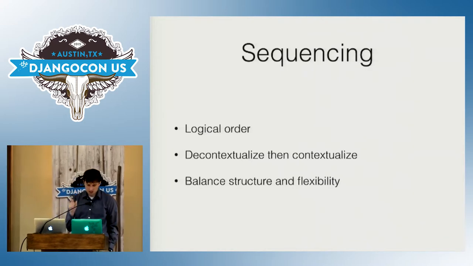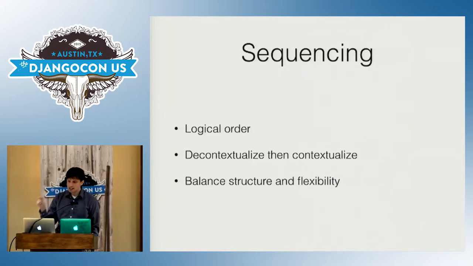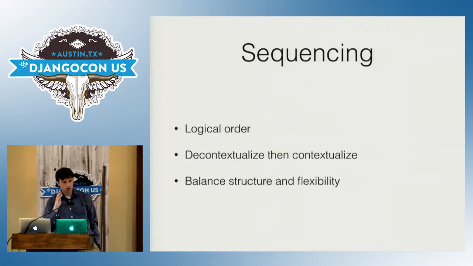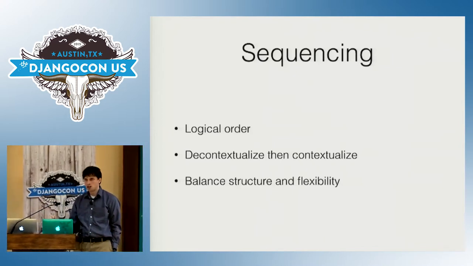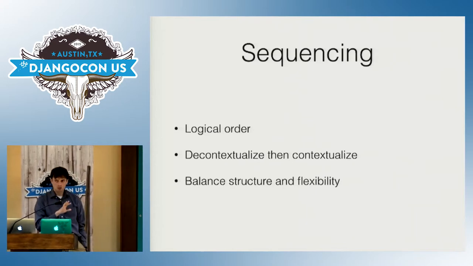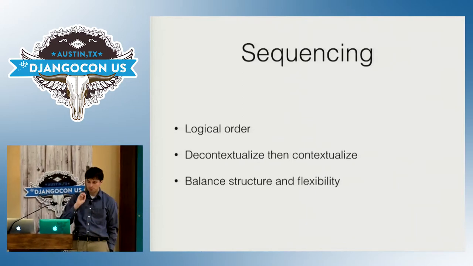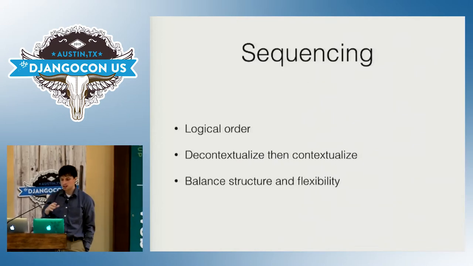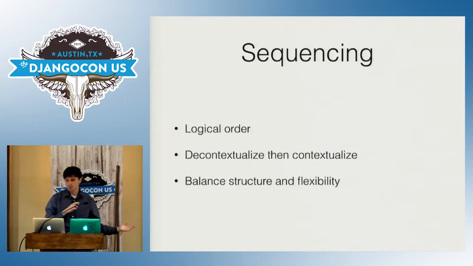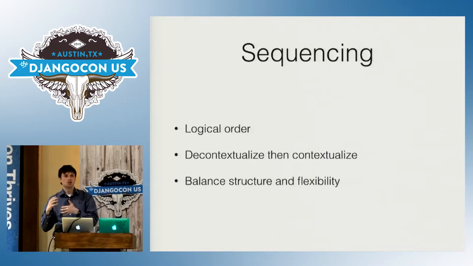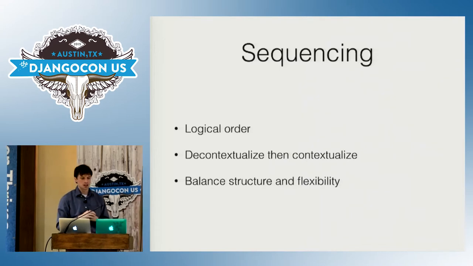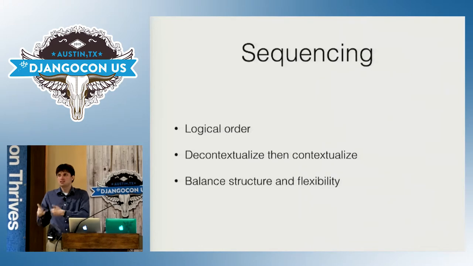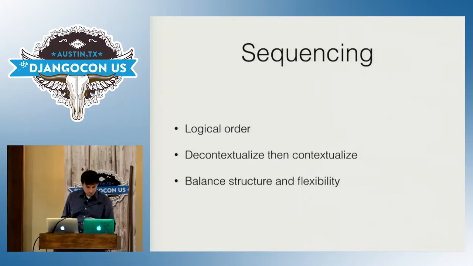But sequencing more specifically is you want to decontextualize and then contextualize. When you decontextualize, you practice or learn a particular piece in isolation. So you might say, let's look at the Django ORM in a Python shell and practice making different kinds of queries and looking at the data that we get back. Then contextualizing is putting it back into a larger project. You say, okay, seeing what we did with the ORM, now let's do that in our view so that we get the data we need.